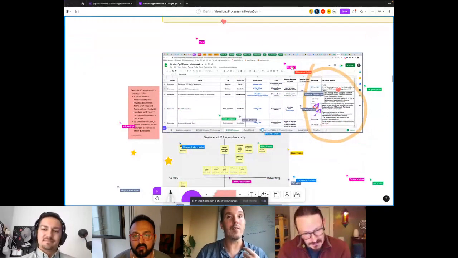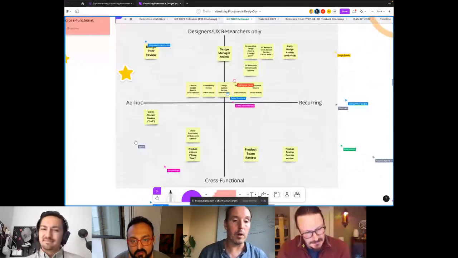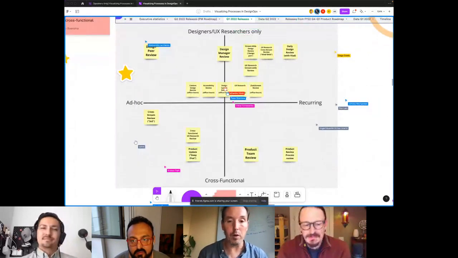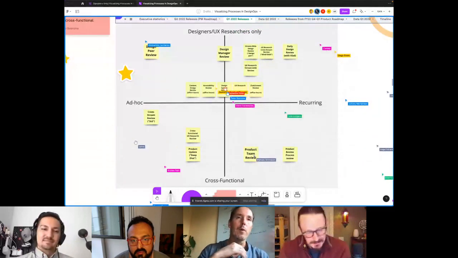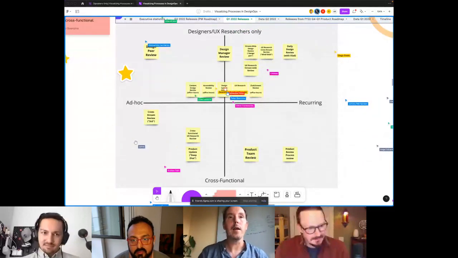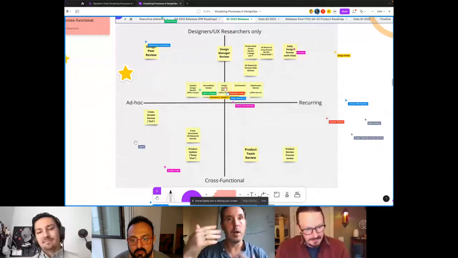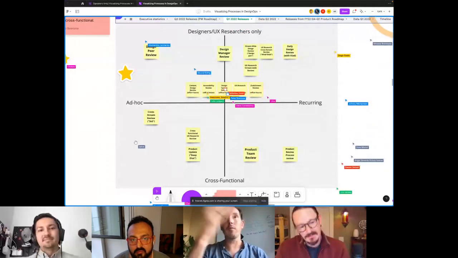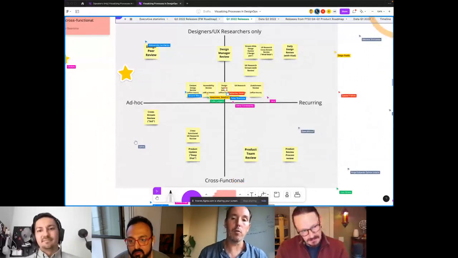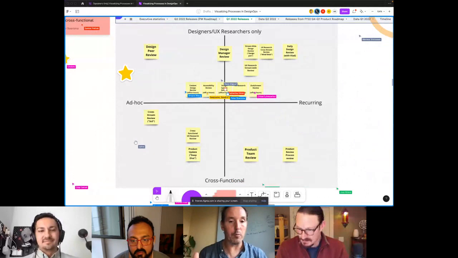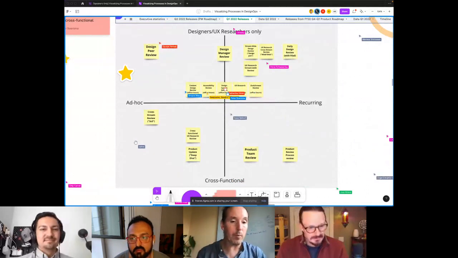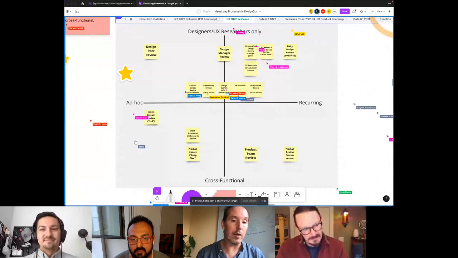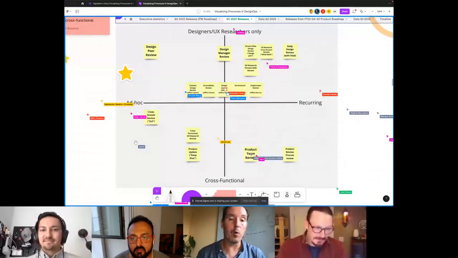To do that, I pasted this second image, which is an overview of the types of reviews that designers go through in the life cycle of an initiative, one project. It's mapped to whether they're ad hoc or recurring, and whether they're designers only at the top or more cross-functional at the bottom. It's quite a number. As the DesignOps person, I've tried to standardize the naming, terminology and guidelines for each of these review moments, so that teams can learn from each other.